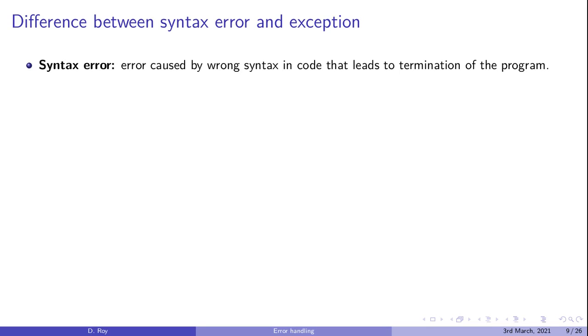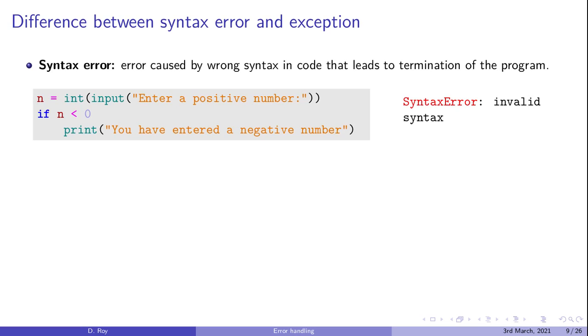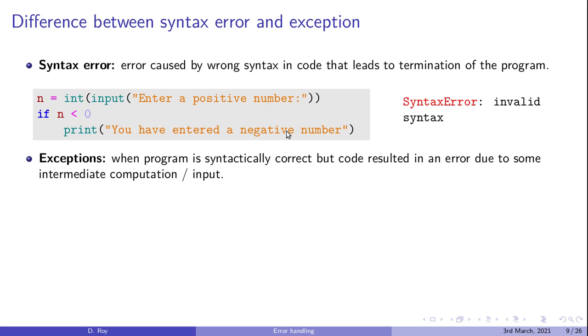To briefly summarize the difference between a syntax error and an exception, syntax errors are caused by wrong syntax that may lead to the termination of the program altogether. This was an example where I missed the colon here, which gives us an immediate error message called a syntax error, and the whole code snippet will not get executed. Whereas exceptions are those cases where, due to some intermediate computation or intermediate input, the program faces some unexpected situation and gets terminated. But note that the program is syntactically correct; only then is it called an exception.